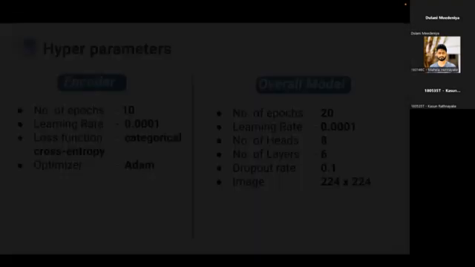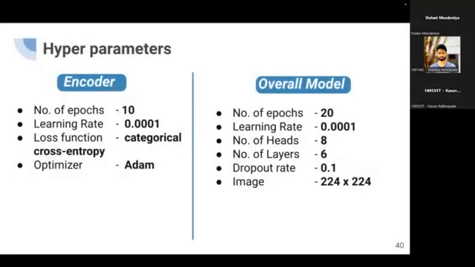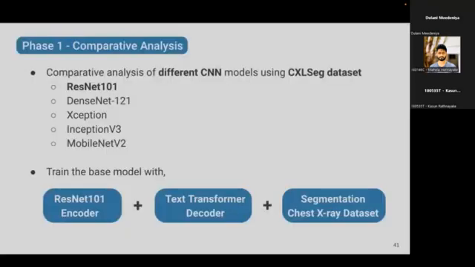Next slide. So these are the hyperparameters that we have used during our training. For the encoder, it took like 2.5 days to train the model, and for the overall model, it took around 5 days. So let's move into each phase that I mentioned earlier in the beginning.